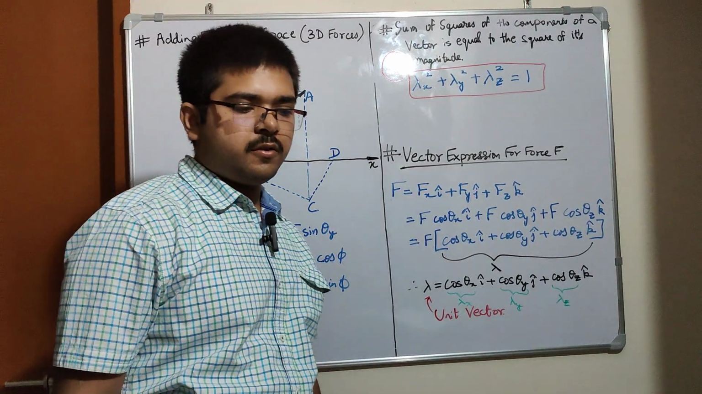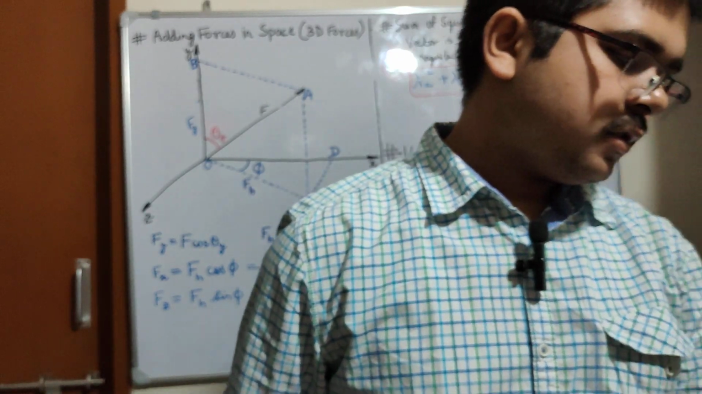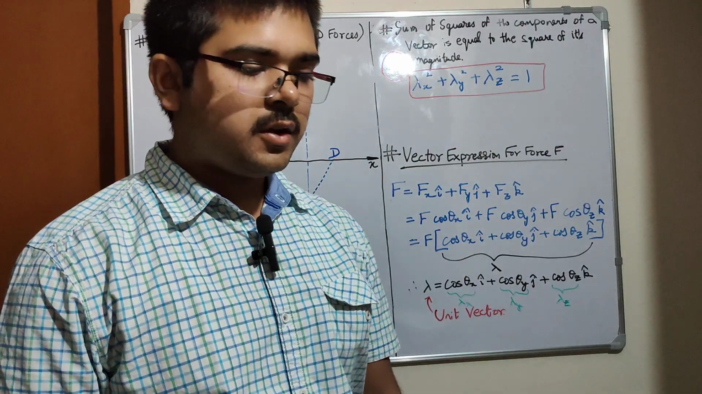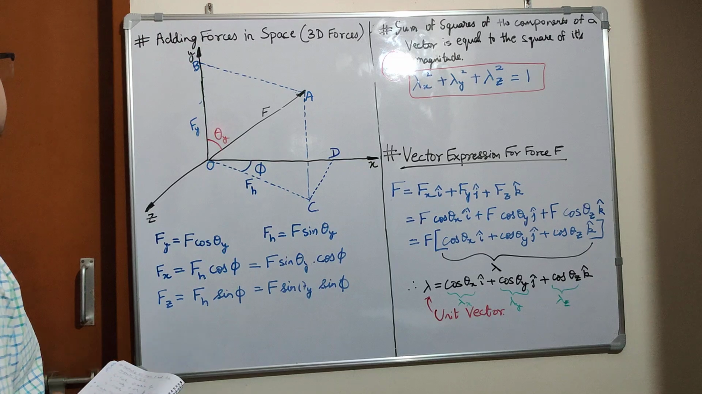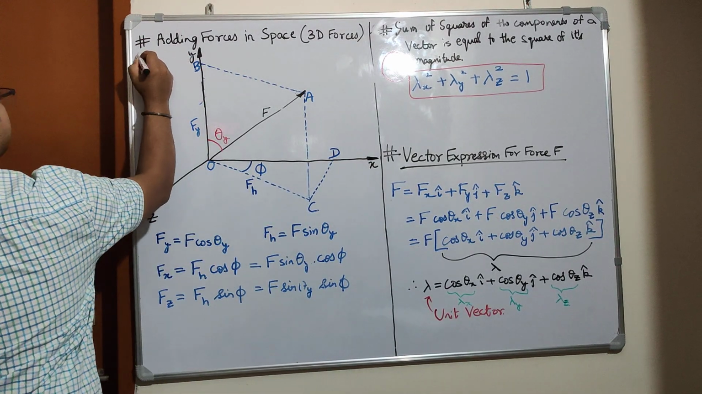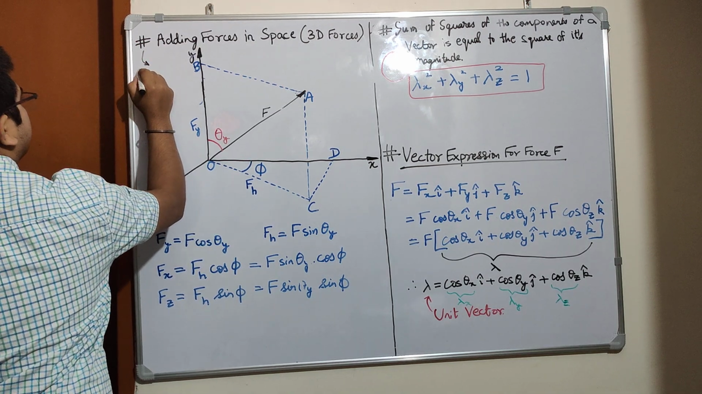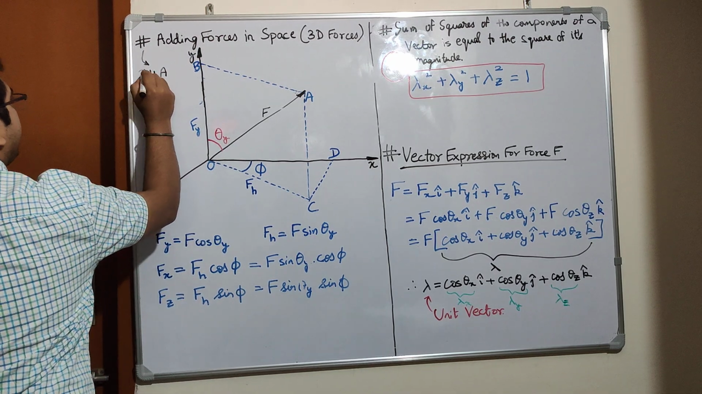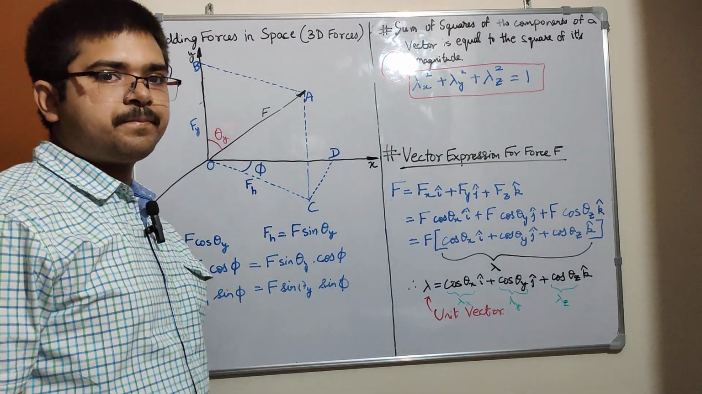So that was all for today. This is all that I have taught you. This is section 2.4a of Beer and Johnson's book.